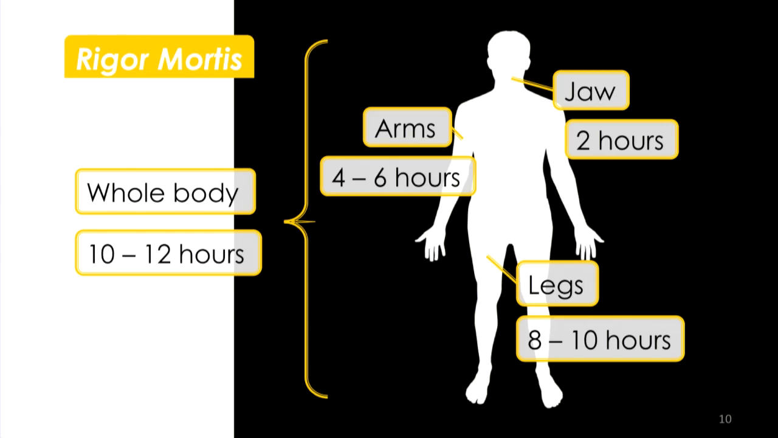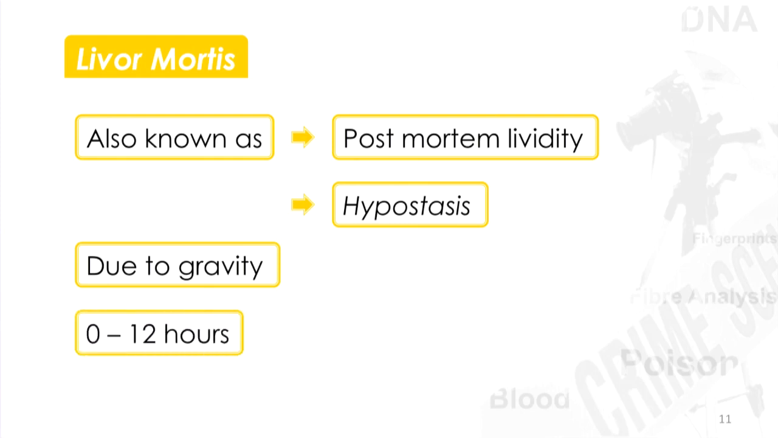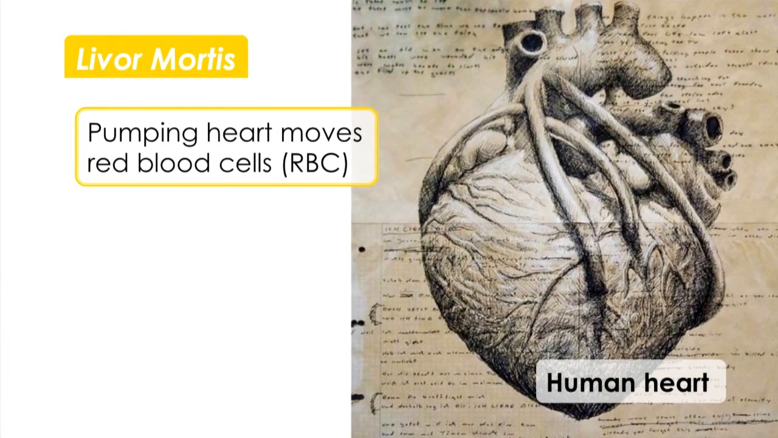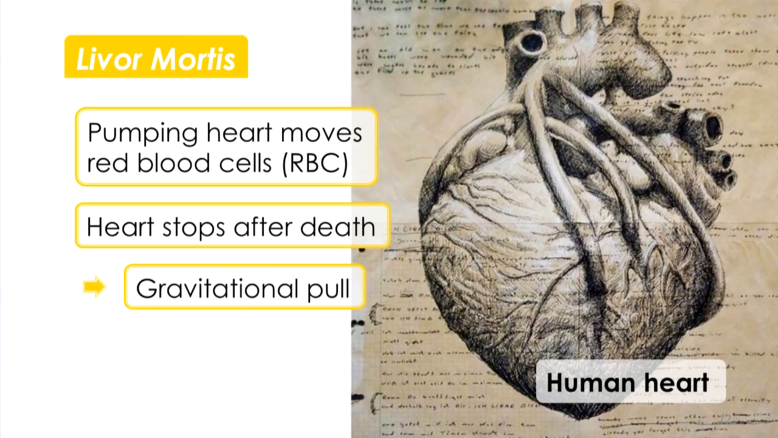A third method, not so well known, is livor mortis, also known by a number of other terms. Now, livor mortis is due to gravity. If you consider your blood consists of all sorts of materials, including the red blood cells, and it's maintained roughly homogeneous and in continuous motion during life by the action of the heart. On death, the heart stops, and then the effects of gravity start to be felt by the red cells, and they settle out to the lower parts of the body.